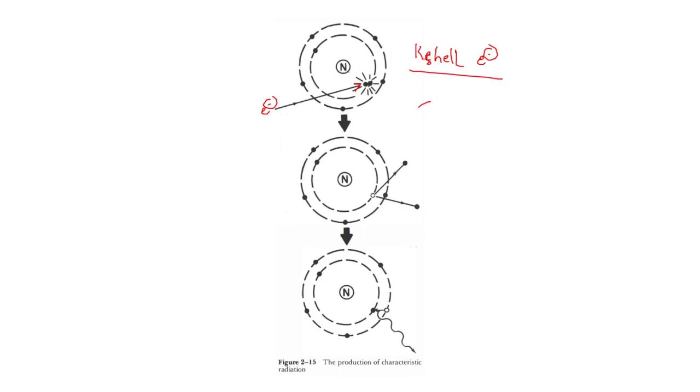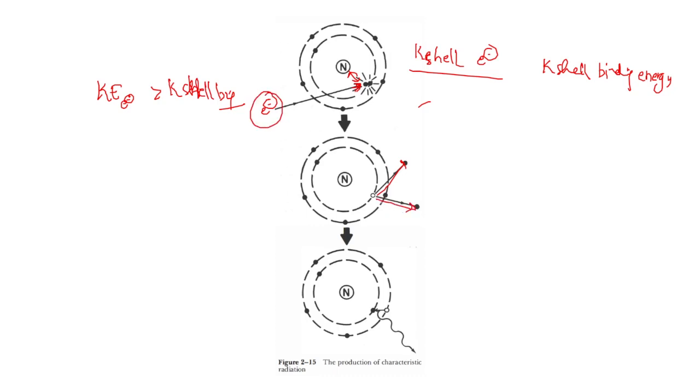This K shell electron is bound to the nucleus by an energy called the K shell binding energy. When the kinetic energy of the incoming electron is more than the K shell binding energy, it will directly hit the electron, and this electron is ejected from its inner orbit. The initial electron will also change its direction, change its path, and it will also go out.